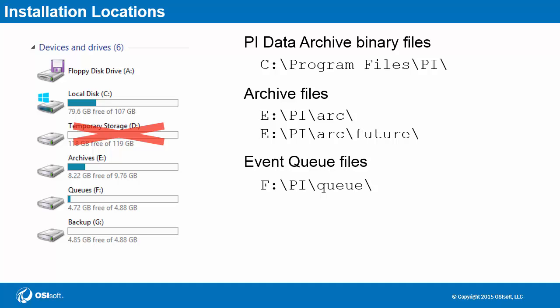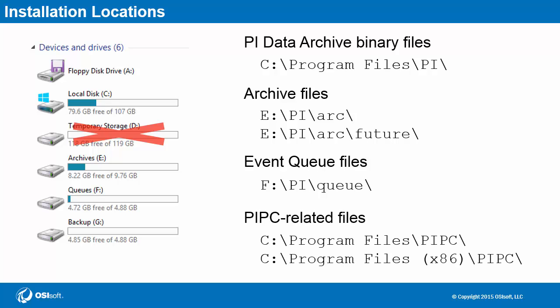Since the PyData Archive installation includes not only the PyData Archive itself, but also a handful of other programs, like default Pi interfaces, they'll go in separate folders labeled PyPC. There are 32-bit and 64-bit versions of this folder, which will be placed with the PyData Archive binaries on the C drive. One last thing I'll mention is archive sizing.